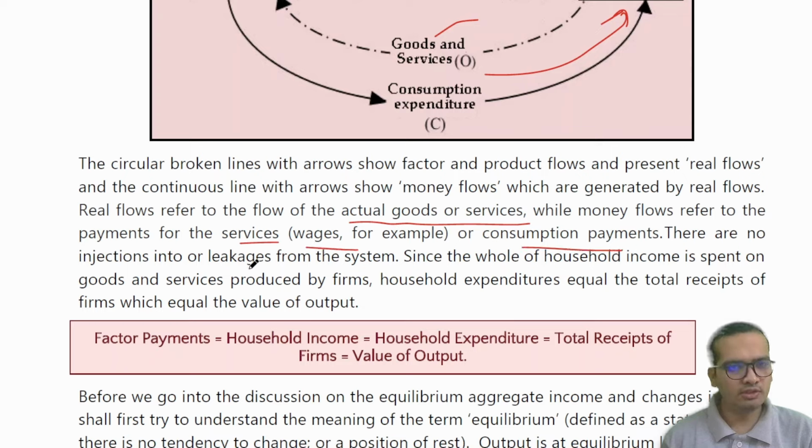There are no injections into or leakages in the system. Since the whole of household income is spent on goods and services produced by firms, household expenditure equals total receipt of the firm, which equals the value of output. So factor payments equal household income equals total expenditure, means household expenditure equals total receipt of the firm, and that is equal to value of output.